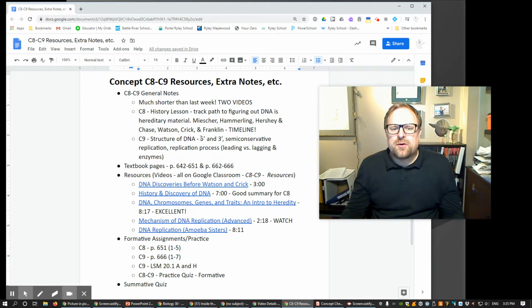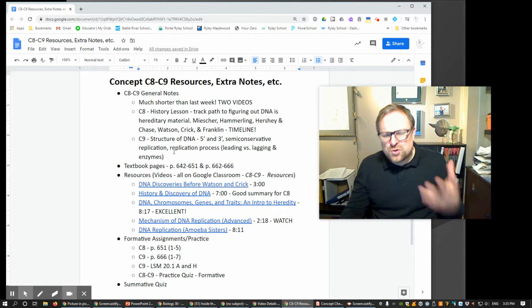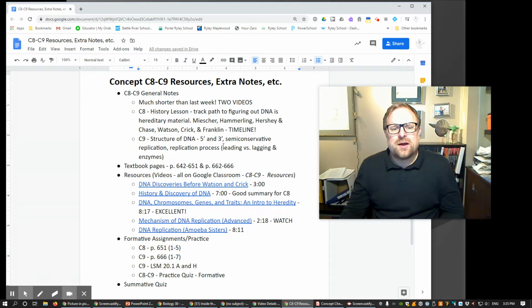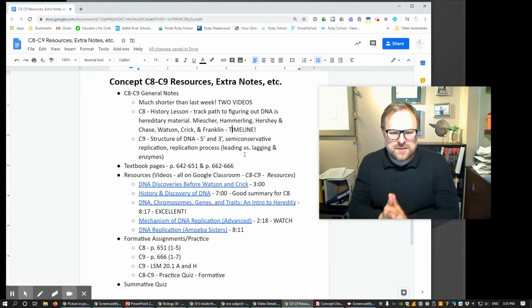C9, I said already, is going to go through the structure of DNA, and we're going to get into what it looks like, and talk about things like 5' and 3' ends. We're going to talk about semi-conservative replication and the actual process of replication, including, and these are just my notes to remind me, things like leading versus lagging strands, enzymes, that kind of stuff.